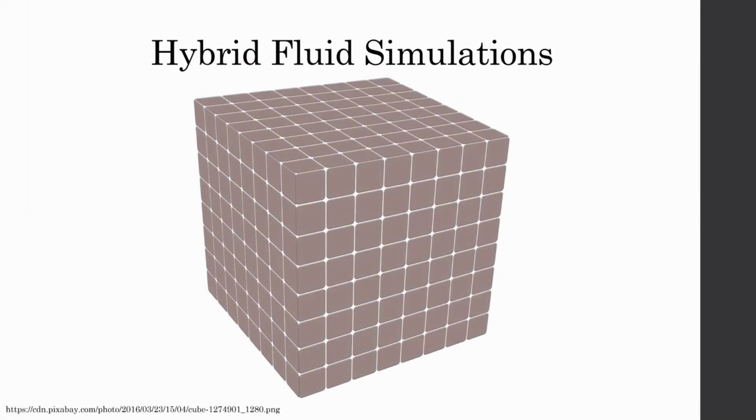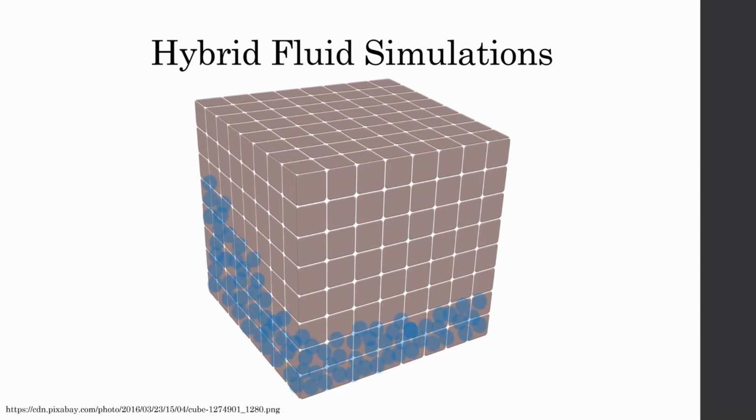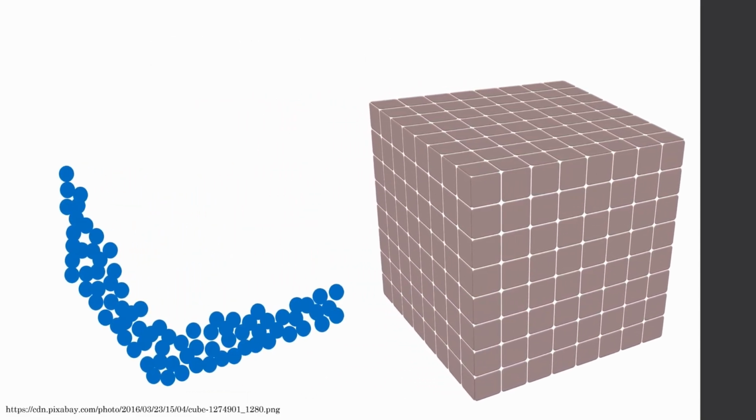So, this brings us to hybrid simulation techniques. Hybrid simulations try to combine the strengths of Lagrangian and Eulerian methods. In a hybrid fluid simulation, there will be a grid, but also a bunch of particles defined inside of the grid. The way this works is that the method is going to solve for some things using particle-based representation and solve for other things using grid-based representation.